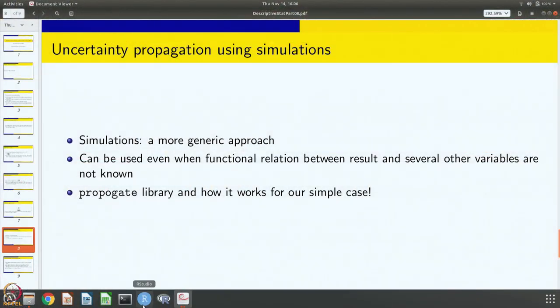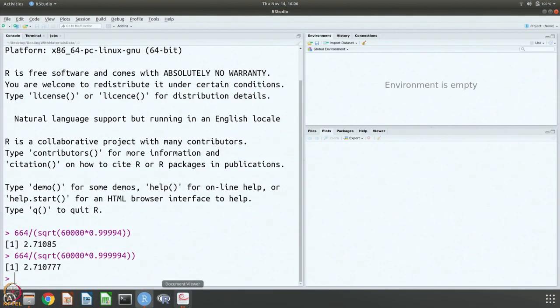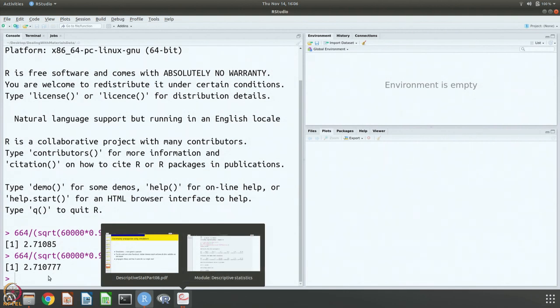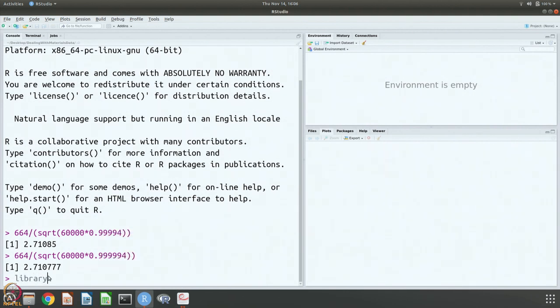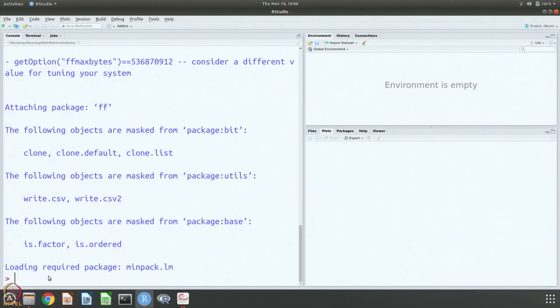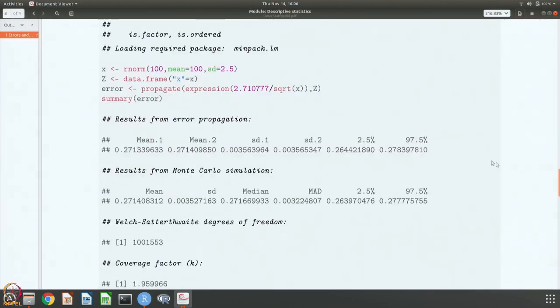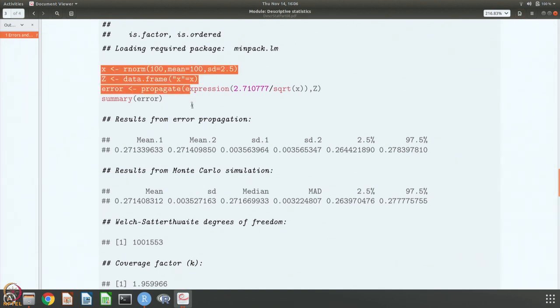And that is what we want to do now. So, let us go to R and let us do the, so first we have to get the library Propagate. Okay, so the library is in place. Now we can get this command.